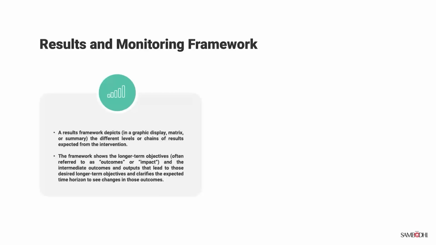A results framework depicts the different levels or chains of results expected from the intervention in a graphic display. The framework shows the long-term objectives, intermediate outcomes, and outputs that lead to those desired longer-term objectives and clarifies the expected time horizon to see changes in those outcomes.